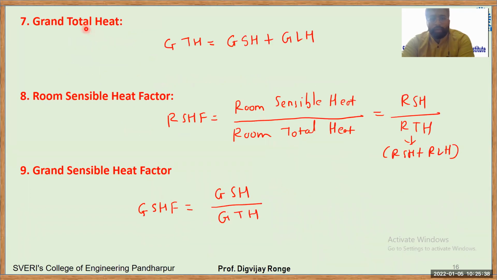Now next we have the grand total heat. Then we have two factors, RSHF and GSHF. RSHF is room sensible heat load divided by room total heat load. GSHF is global sensible heat load divided by global total heat load. Okay.